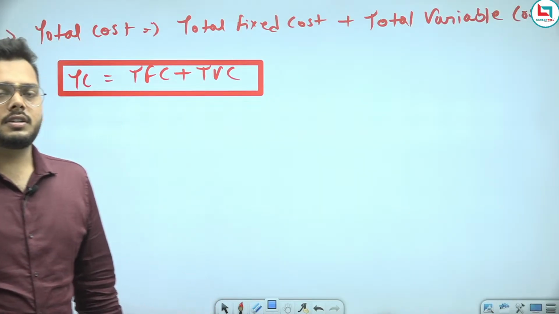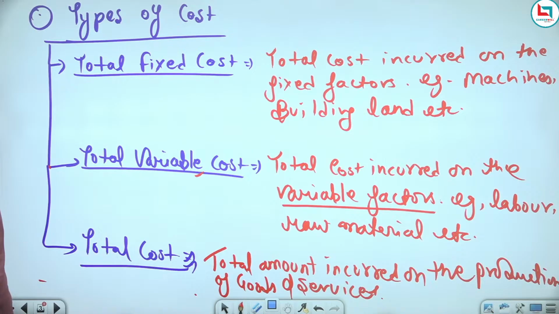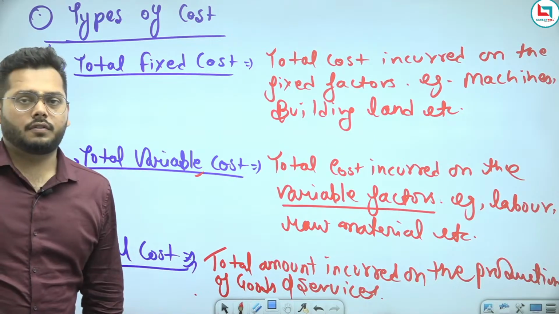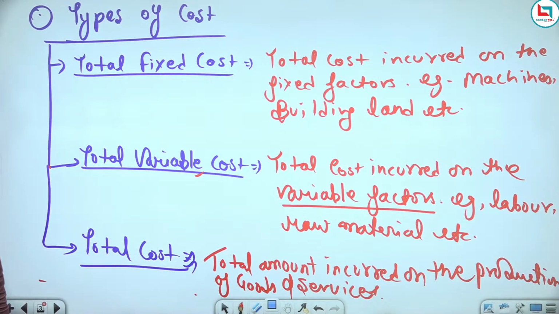Just note it down fast. Then let's move to another topic. Just note it down fast about the total cost and total variable cost.